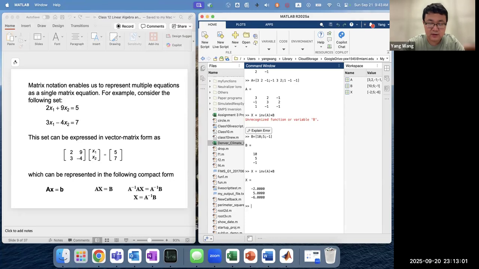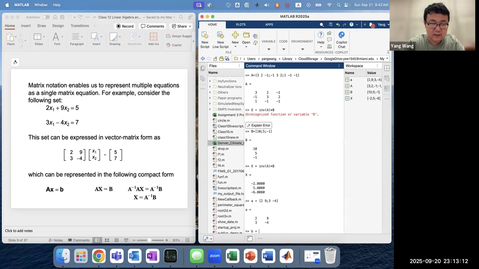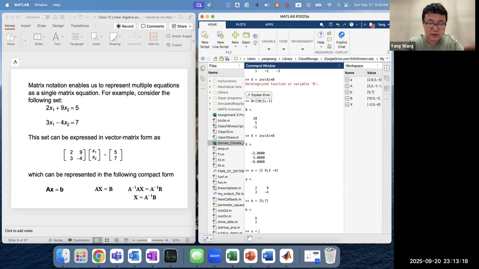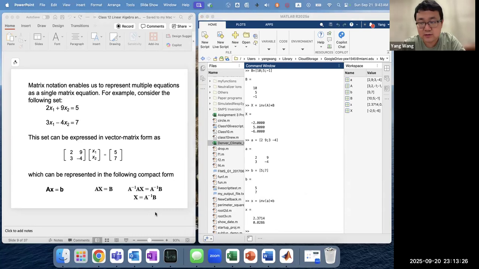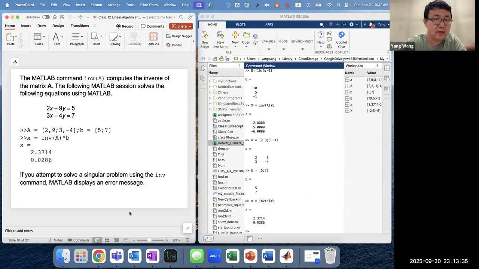Okay, so then you can just calculate the inverse of A multiplied by b. For this case, again, you can define A as a lowercase a, 2, 9, then 3, minus 4, and then b as 5, 7. So then x is just the inverse of A multiplied by b. Or let's use the uppercase. Okay, so this is the solution. So x1 equals 2.37, x2 equals 0.0286. You can use the command inverse A to compute the inverse of the matrix A.